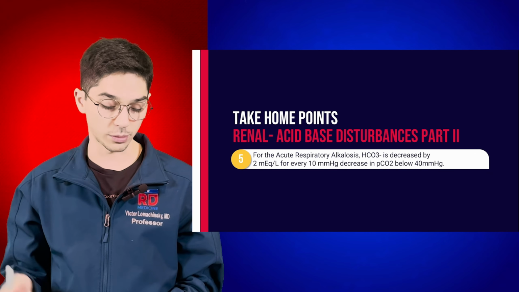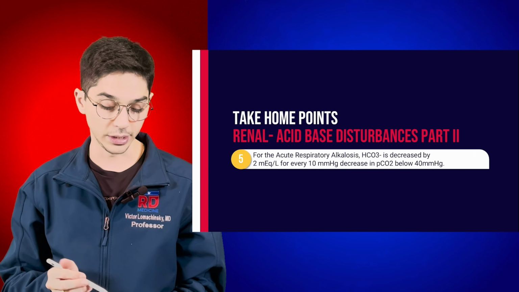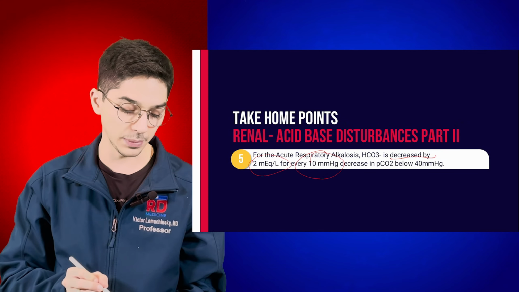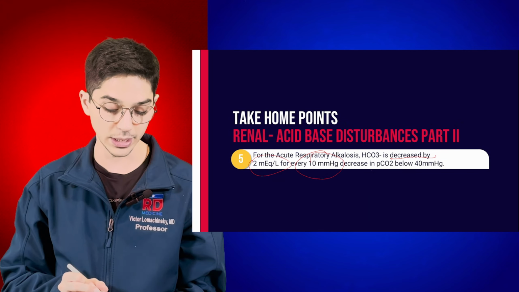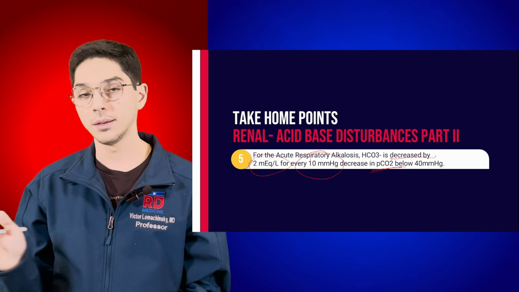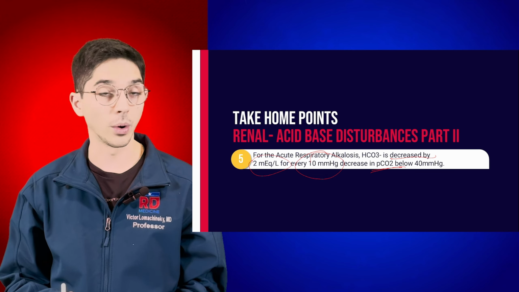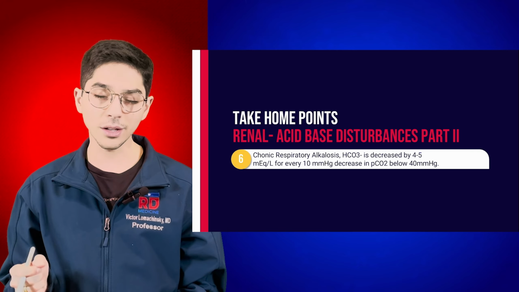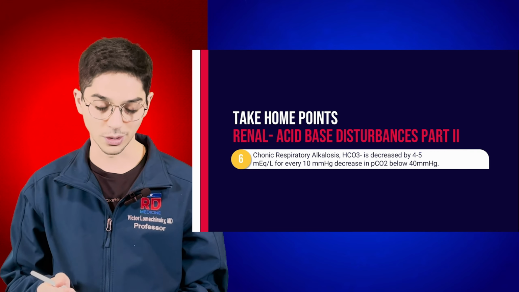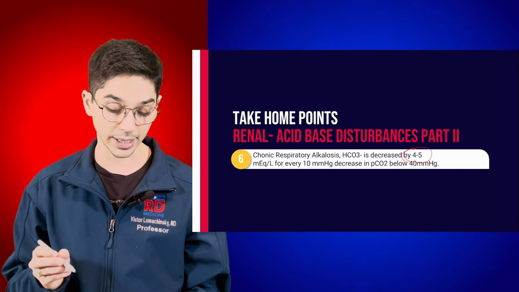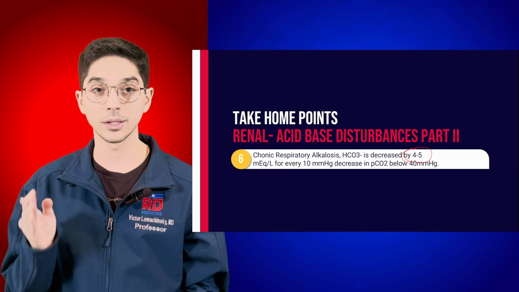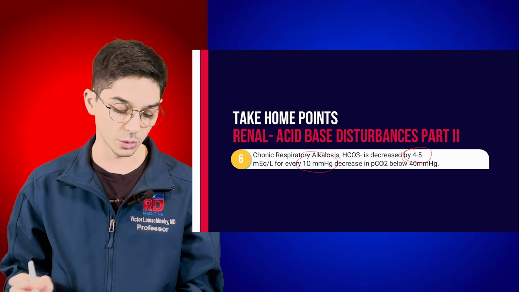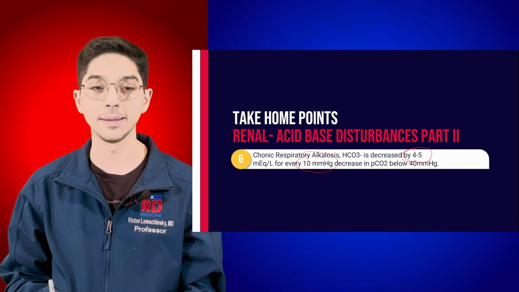For the acute respiratory alkalosis, bicarbonate needs to be decreased by 2 milliequivalents for every 10 millimeters of mercury that we decrease in the PCO2. Very similar rationale to what we just spoke. But now, if it's chronic, then again, you can adjust a little bit more. So you would have an expected decrease of 4 to 5 milliequivalents per liter for every 10 millimeters of mercury that we decrease in the PCO2.